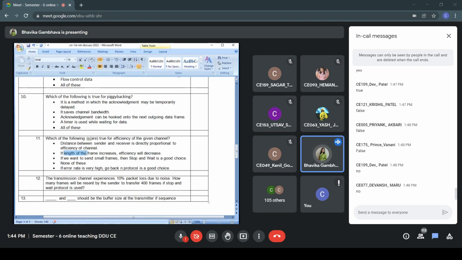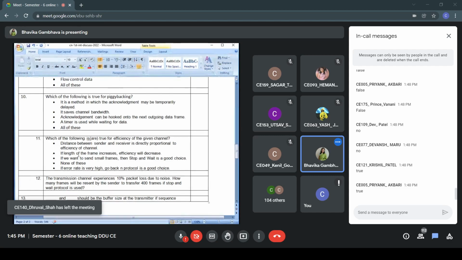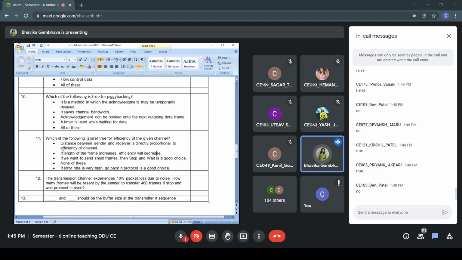The next one says that if we increase the frame length, then efficiency will decrease. Okay, then should we keep frame length as 1 only? In that case, best efficiency will be achieved. Let us have the frame length of 1 byte in order to have the best efficiency. Do you agree with that? No. So it is not so that if frame length increases, efficiency will always decrease.